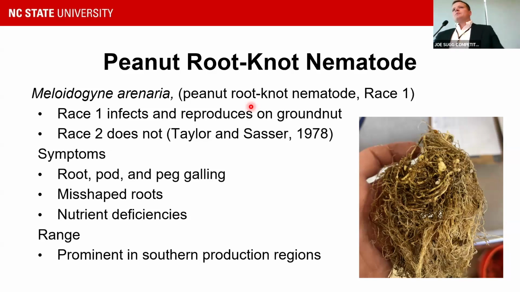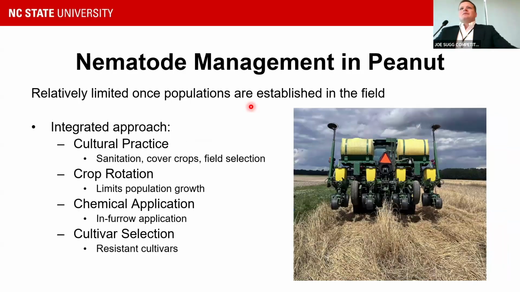The range for Meloidogyne arenaria is prominently in the southern producing regions within the United States. However, as we all know, pest populations can shift and evolve as we go throughout the years. So it's important to stay on top of it, especially from a line development standpoint.